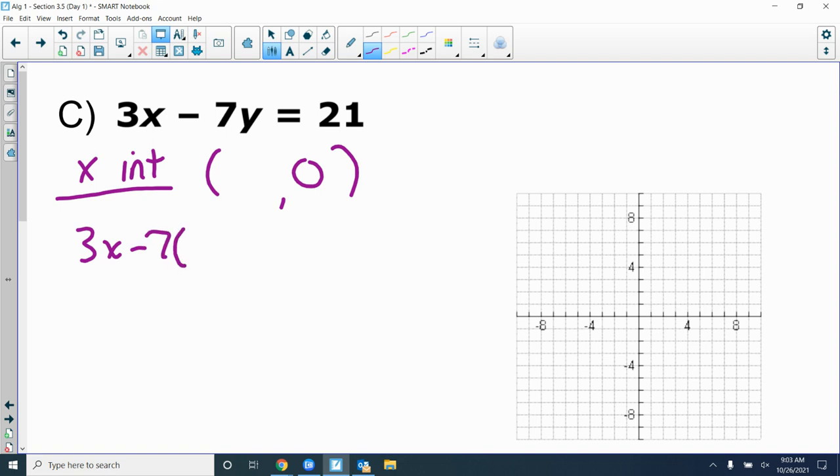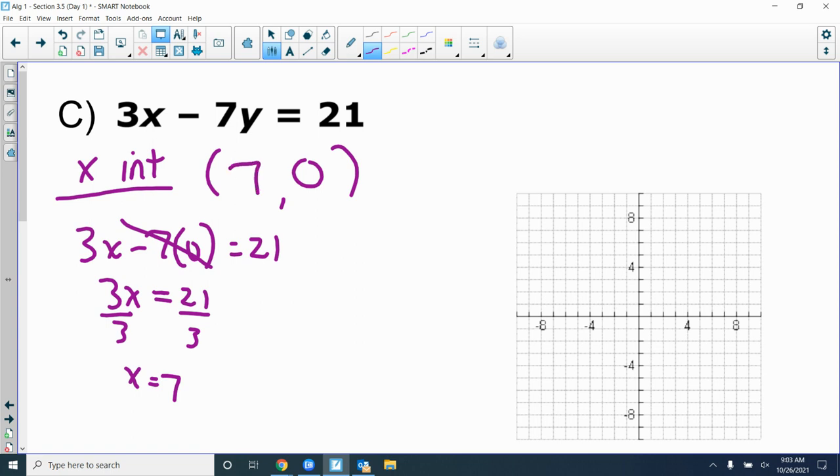3x minus 7 times 0 equals 21. Okay, that goes away. Right? What do I do now, Maya? Divide both sides by 3. Yes, ma'am. What's 21 divided by 3? 7. So x equals 7. So what's my x-intercept? 7, 0. Okay? 7, 0. Right there.